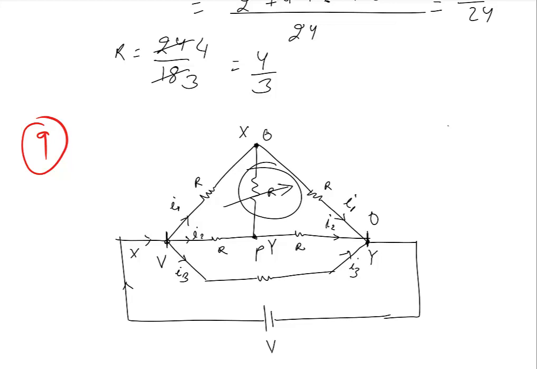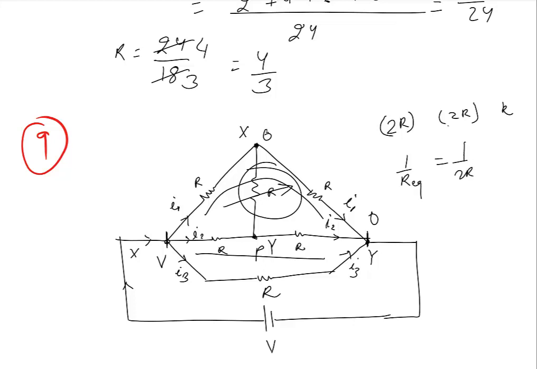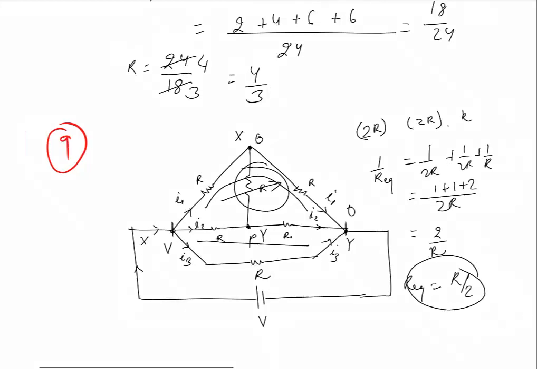And if you can remove this resistor, then the question becomes quite simple, that this 2R is in parallel with this 2R, which is again in parallel with this R. So we have 3 parallel resistances, 2R, 2R and R. So let's apply the formula. 1 over R equivalent equals 1 over 2R plus 1 over 2R plus 1 over R. LCM is 2R. This is 1 plus 1 plus 2. That is nothing but 2 over R. So R equivalent comes out to be nothing but R over 2. Sorry, this was question number 10.